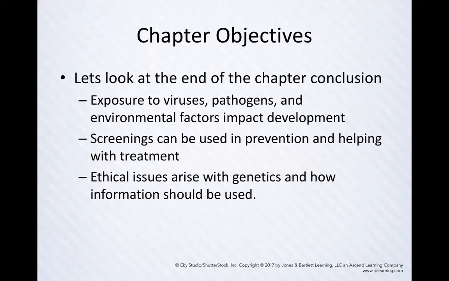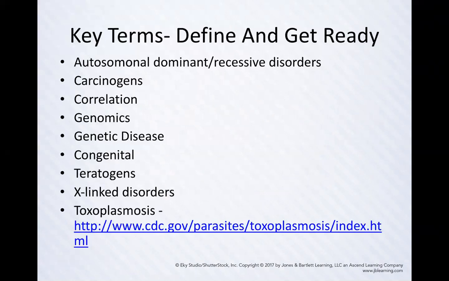Exposure to pathogens and viruses can cause genetics actually being replicated wrong, or during prenatal development can interfere. Screenings can be used in prevention and helping with treatment. And then there are some real ethical issues that sometimes arise with genetics and how information should be used. So let's go ahead and get ready with these terms.